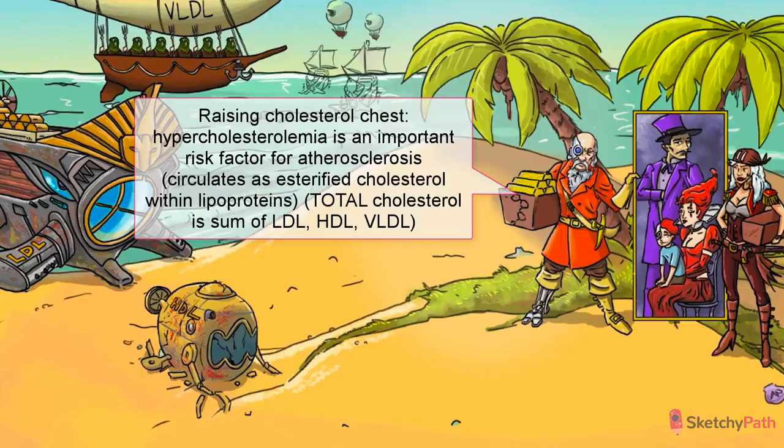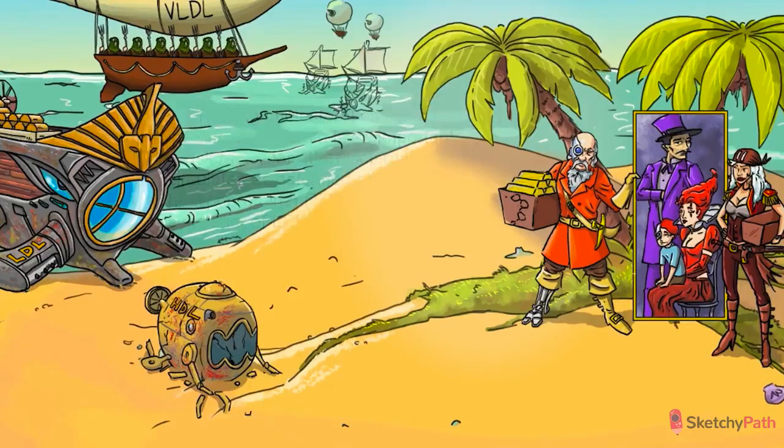More specifically, it's hypercholesterolemia, or increased circulating levels of cholesterol. At Sketchy, cholesterol is represented by a cholesterol chest, laden with gold and cholesterol bars. This is the treasure that's going to get buried in the intima and start a chain reaction of damage and inflammation, leading to the development of an atheromatous plaque.